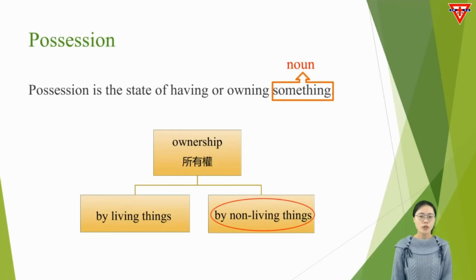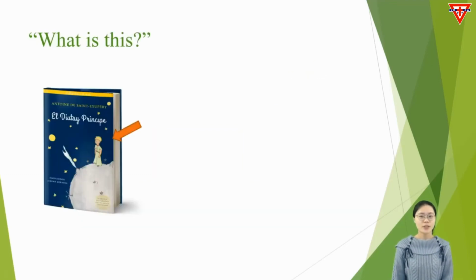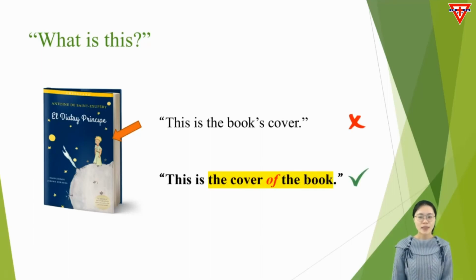Moving on to ownership by non-living things. Look at the picture. What's this? If you are thinking, this is the book's cover, well, good try, but the proper way is to say, this is the cover of the book. Why? Because unlike living things, non-living things cannot own things. We usually use the or phrase to show something is a part of a non-living thing.